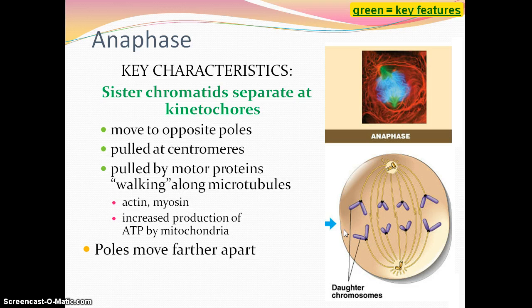At this point, we need a lot of ATP for those motor proteins to do their work. So the mitochondria are going to be working hard to produce the ATP that is needed by the cell for mitosis.